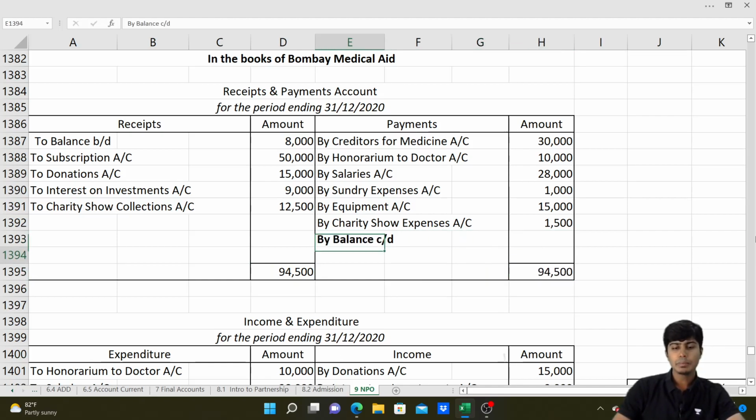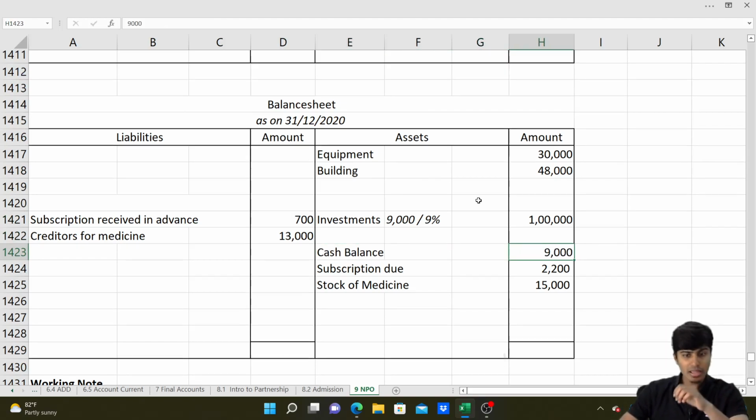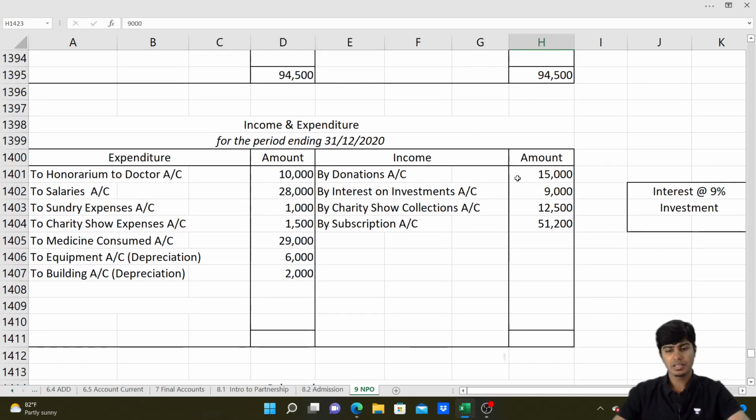Then I'll find my balance carried down. That is 94,500 minus 30 minus 10 minus 28 minus 1 minus 15 minus 1,500, which is 9,000. This 9,000 I'll post to my balance sheet as asset. Which balance sheet? Closing balance sheet. I'll write here cash balance 9,000. So receipts and payment is closed. Now let's close our income and expenditure.